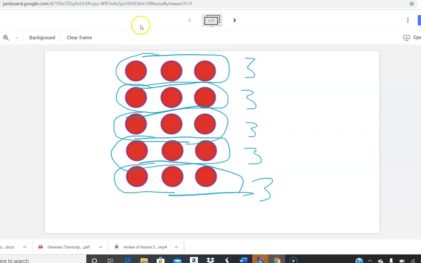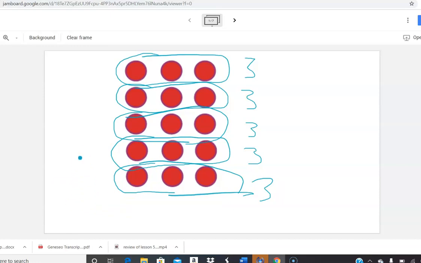So we could say 3 plus 3 plus 3 plus 3 plus 3 to see how many counters we have. Now I forgot to say this at the beginning of the video, but if you want to follow along and have your own counters, or you could draw on a piece of paper or a whiteboard, then you're more than welcome to do that. So we have 1, 2, 3, 4, 5 rows of 3.